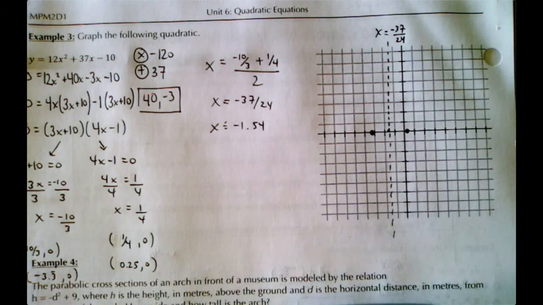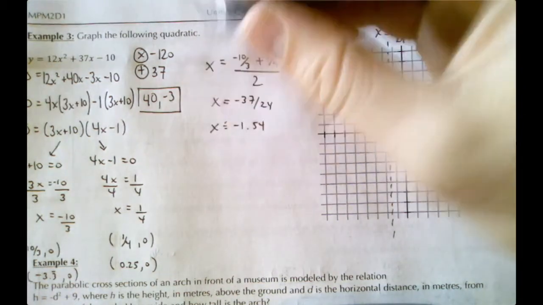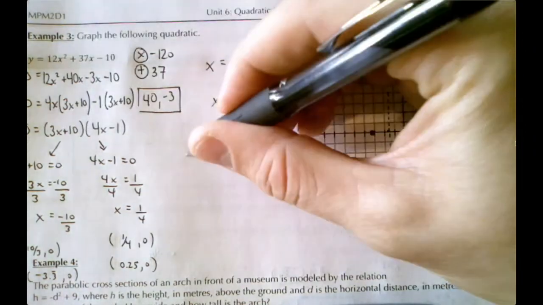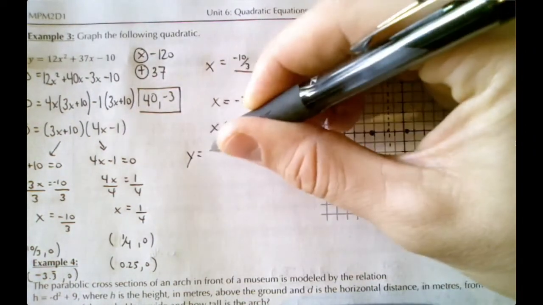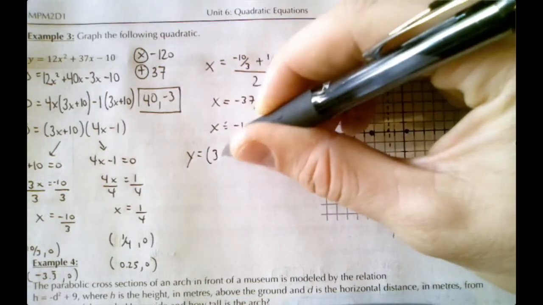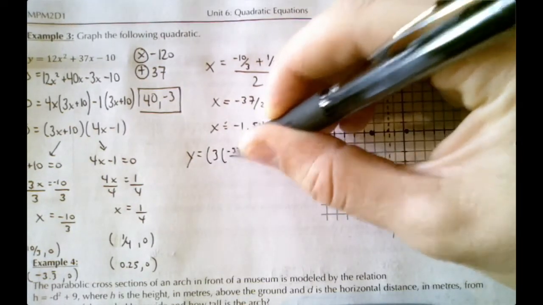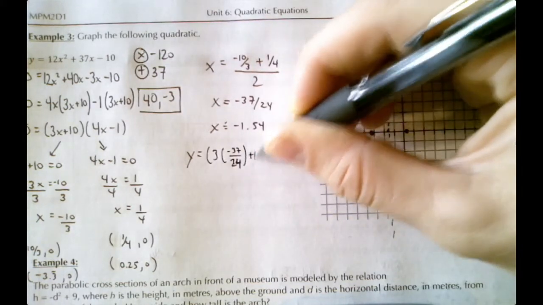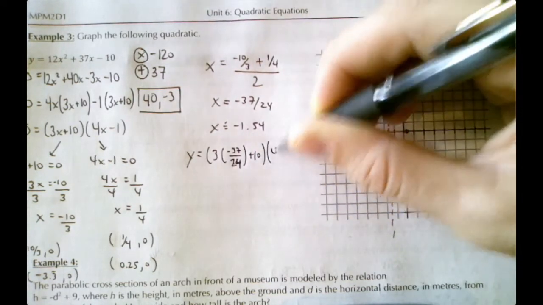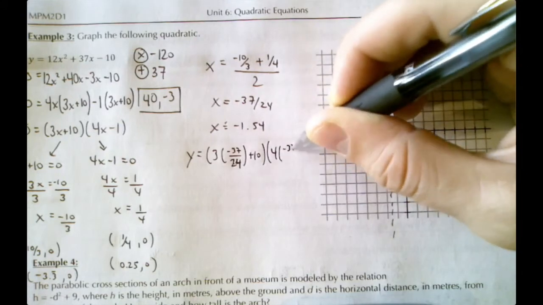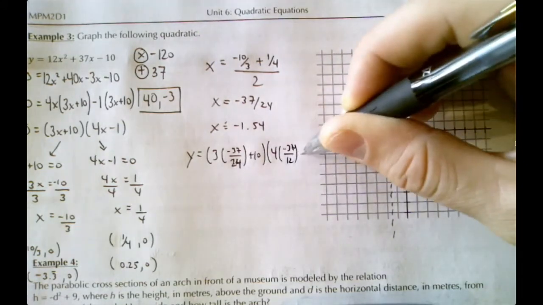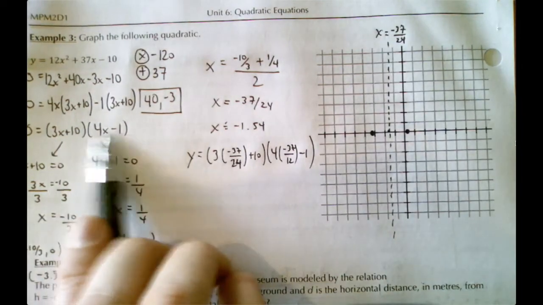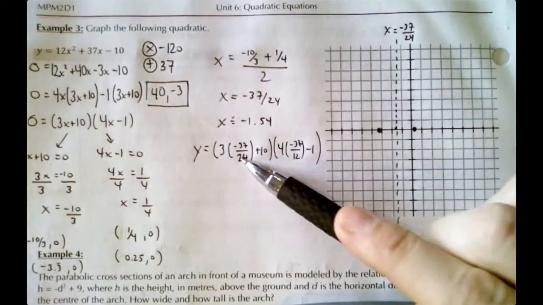Let's find out. Let's take our axis of symmetry and plug it into our equation. This time I'm going to plug it into this equation because I think it might work out a little bit nicer. We've got 3. Our axis of symmetry is negative 37 over 24. Plus 10. And 4 times negative 37 over 24, minus 1. So we're just taking our factored form equation, plugging in our axis of symmetry.